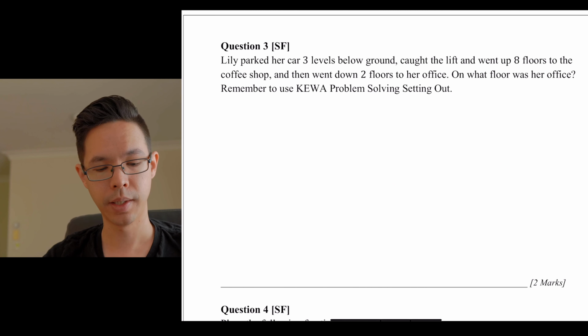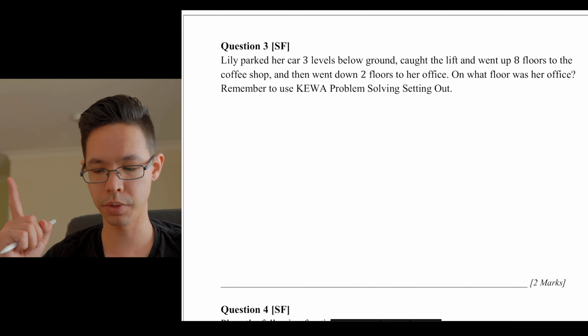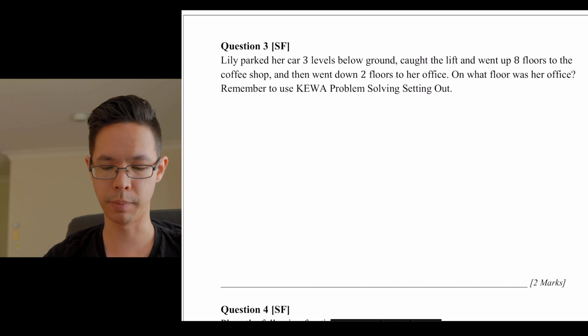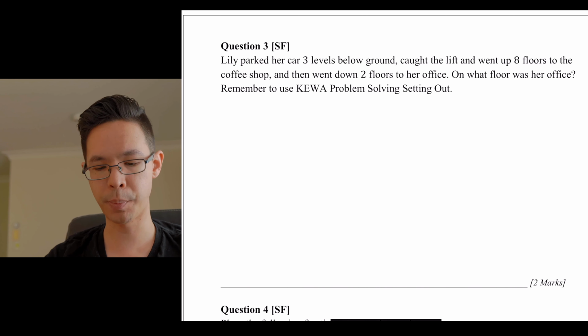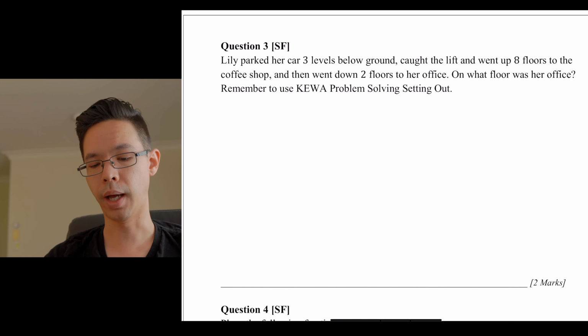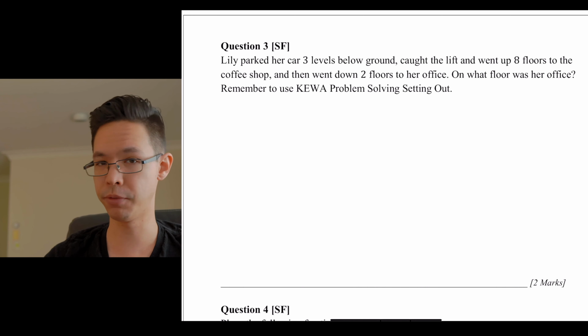Question 3. Lily parked her car 3 levels below ground, caught the lift, went up 8 floors to the coffee shop, then went down 2 floors to her office. On what floor was her office? Remember to use Kiwa problem solving setting out. Okay, so there's a couple things we can do here. We can actually use a diagram to solve this one. The diagram would be good to just give you a visual to confirm if your mathematics is fine.